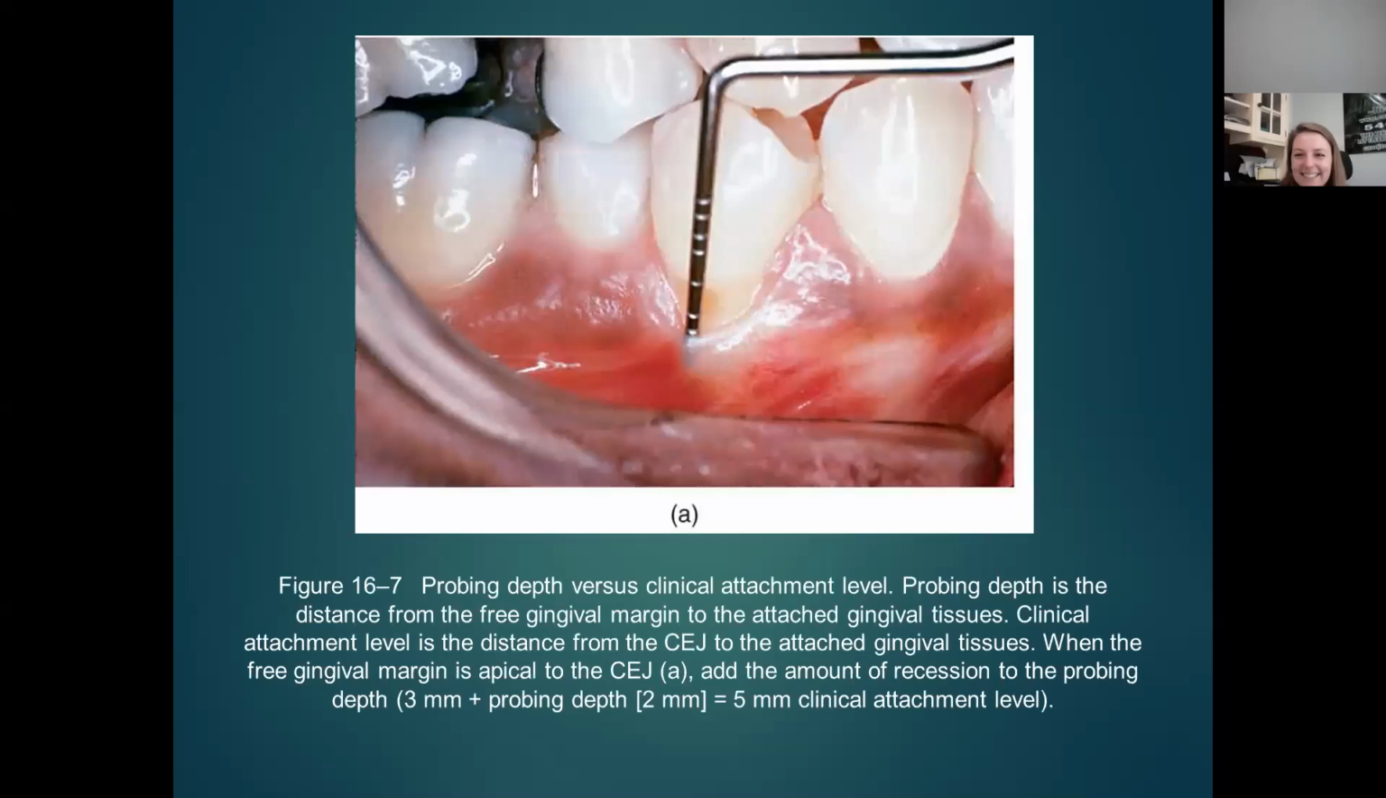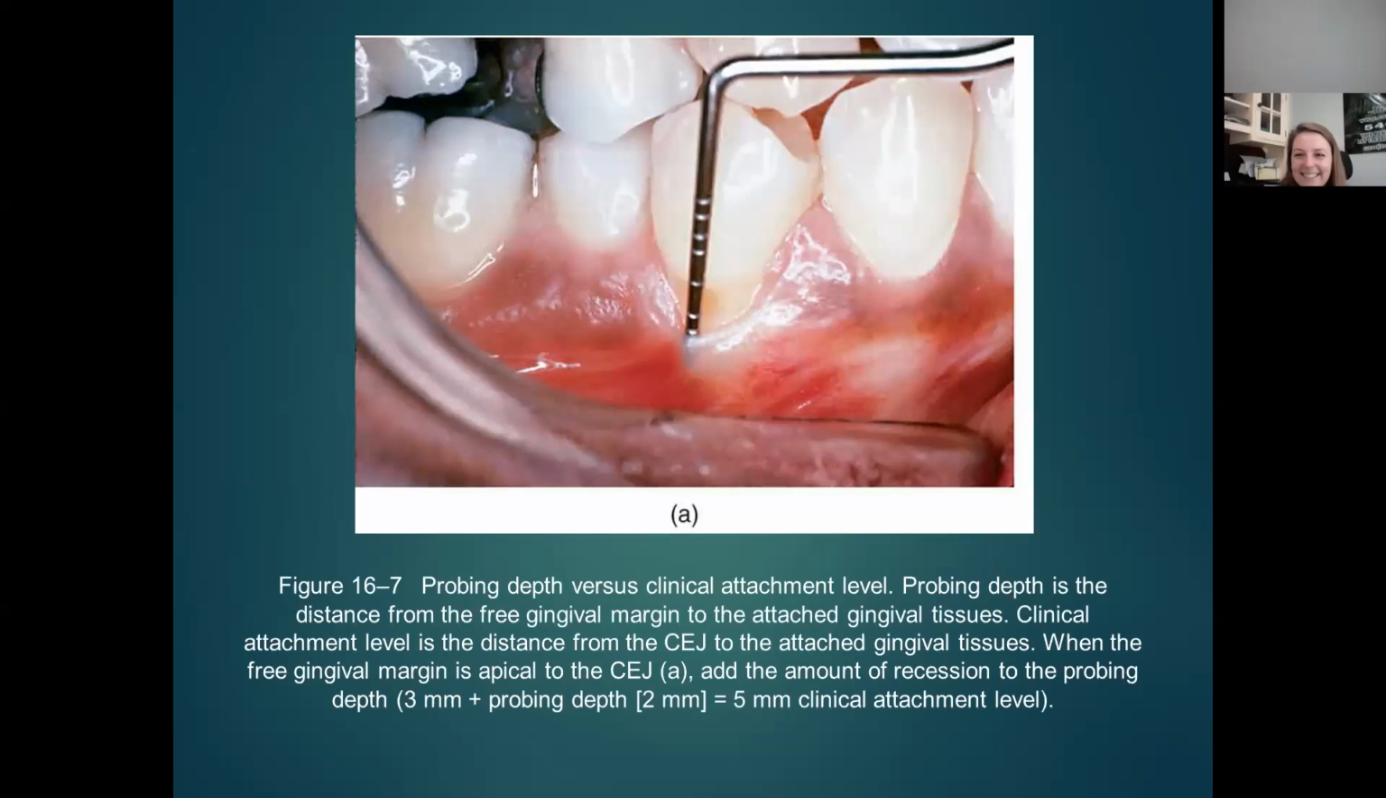So we're looking here at the probing depth versus the clinical attachment level. The probing depth is the distance from the free gingival margin to the attached gingival tissue, right? And depending on where that attachment is will give us that CAL. When the free gingival margin is apical to the CEJ, like this particular picture on this premolar, you want to add the amount of recession.